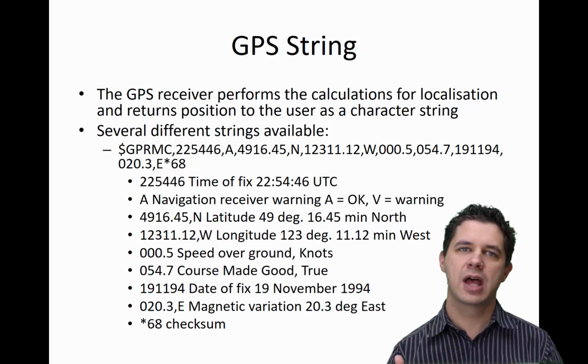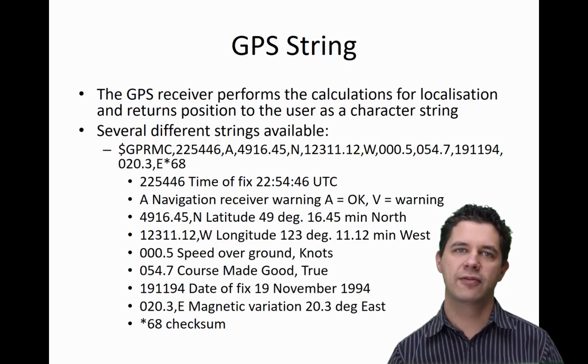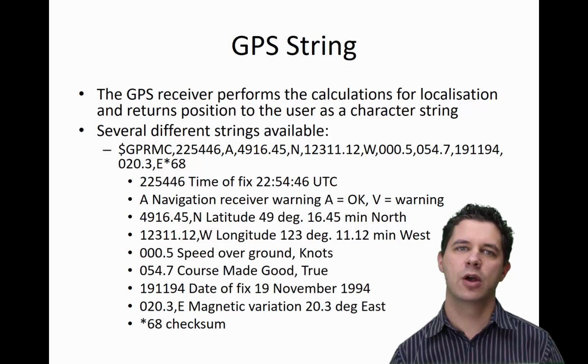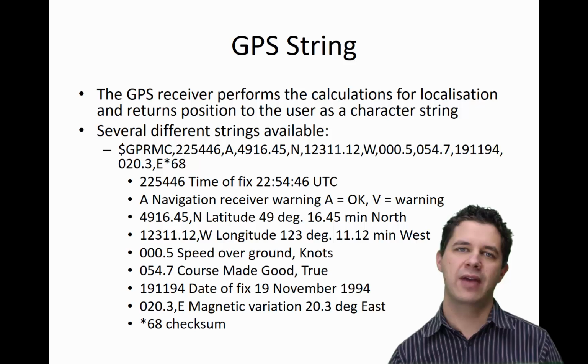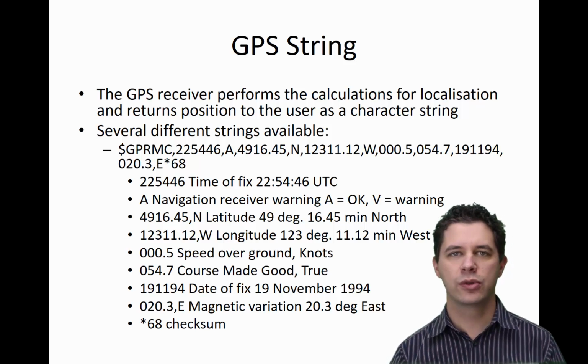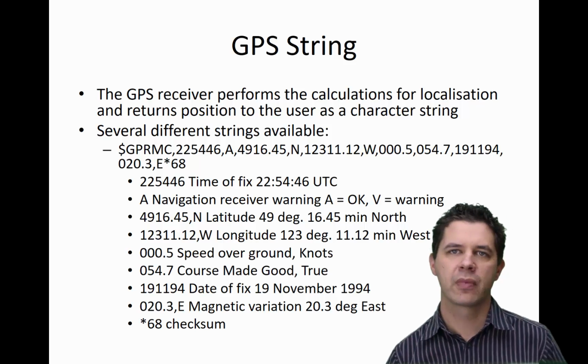But this one gives us things like our time when we got our fix, whether we have a fix or whether we don't have a fix, our latitude and longitude, our speed over ground, our heading, our date when we've actually received it, and our magnetic variation, so what sort of declination we need to provide if we're converting from grid north to magnetic north, for example.